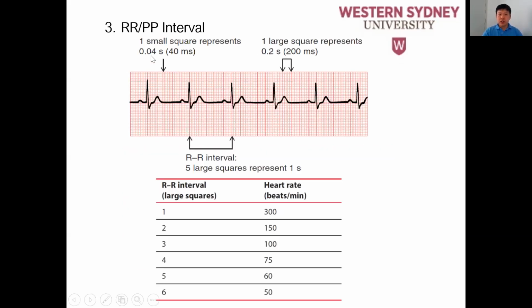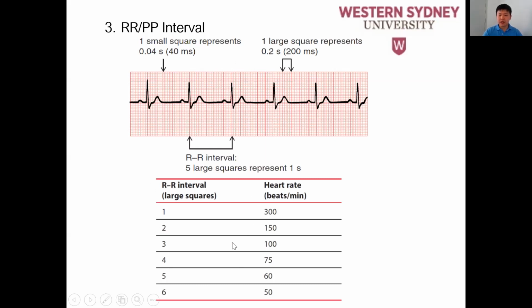So hopefully you already know, one small box on an ECG represents roughly 0.04 seconds or 40 milliseconds. And one large box represents 0.2 seconds or 200 milliseconds. As you can see here in this rhythm strip, you have 5 large boxes between the R waves. So therefore, the RR interval is 5 large squares, and 5 large squares would represent 1 second. So therefore, this patient's heart rate will be 60 beats per minute.